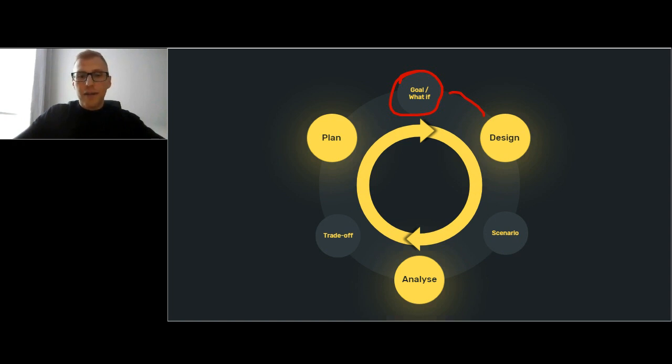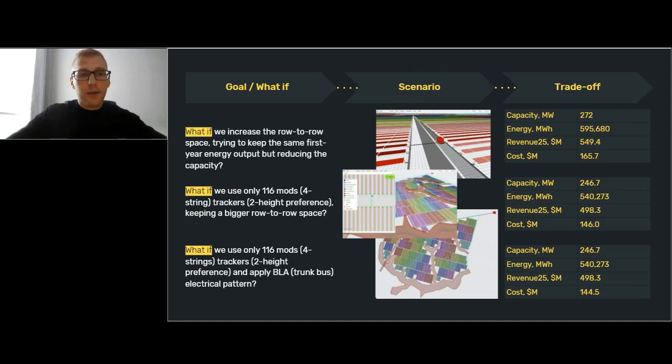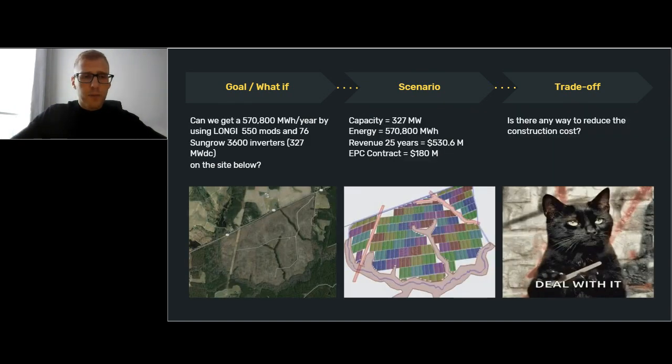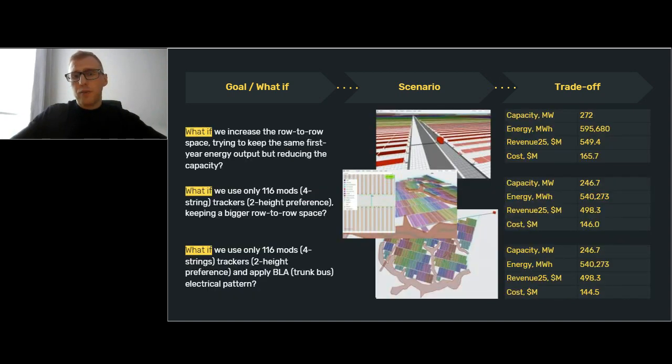So then we have those scenarios I mentioned, and obviously each scenario needs to be considered, and each scenario needs to be created and designed. And let's say we designed 3 of those scenarios. As you see, when we increase the row-to-row space, let's say we got less capacity, right? Our target was 327, so we got 272, which is less capacity. But at the same time, we got more energy, which happened because we created more space in between trackers. So they stopped creating shading for each other, so we started to lose less energy.